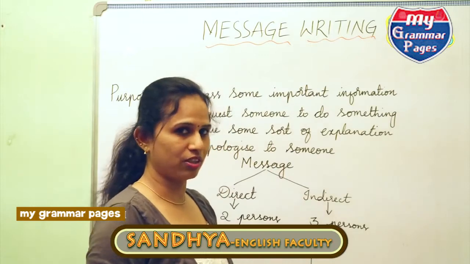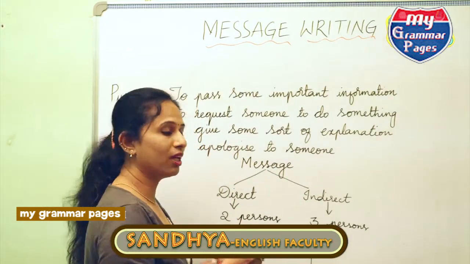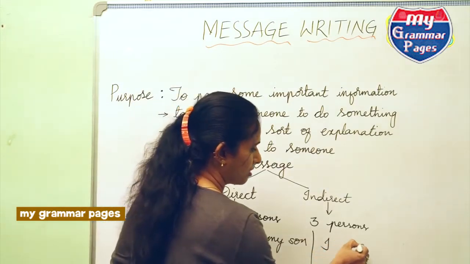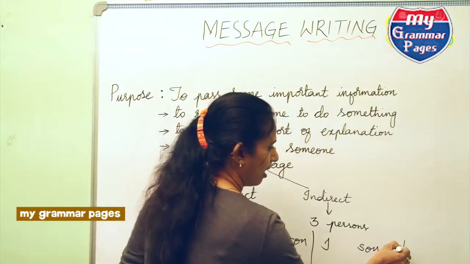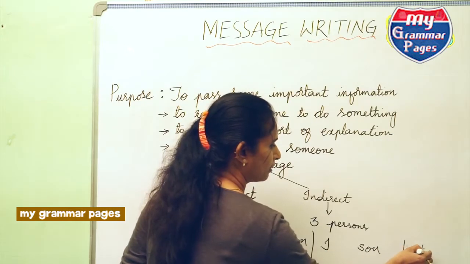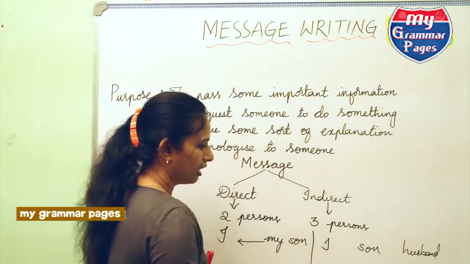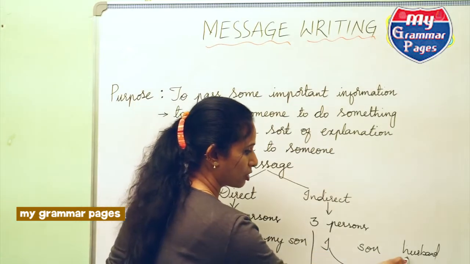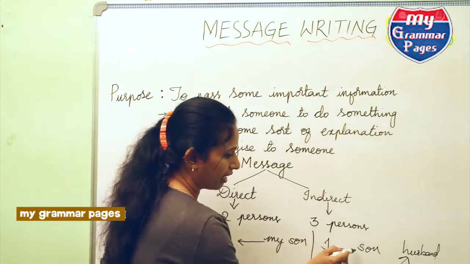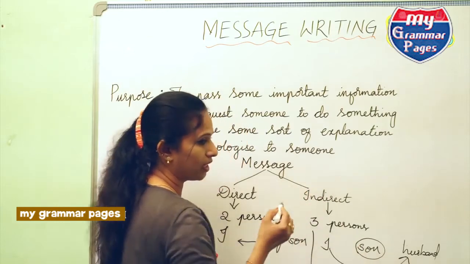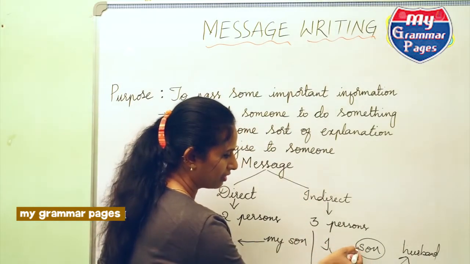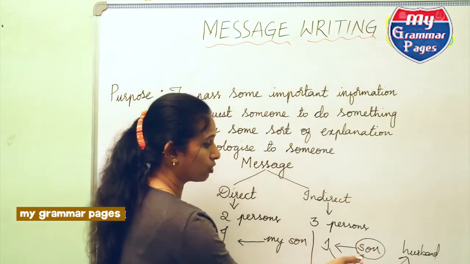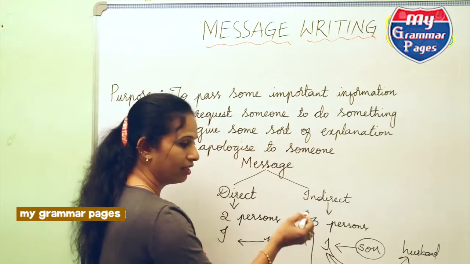So in this situation, you might have observed there are three persons. One is myself, the other one is my son, and the third person is my husband. In this, I didn't receive the information directly from my husband, as there is one more person in between. So through this person, I receive whatever information my husband wants to convey to me.